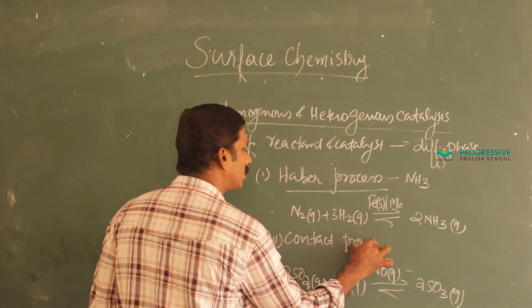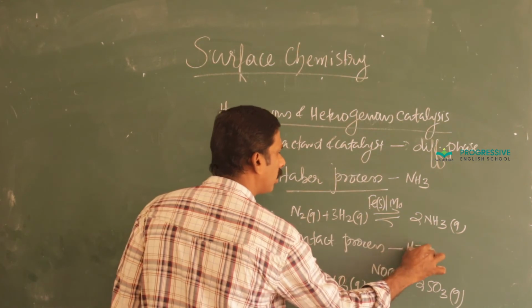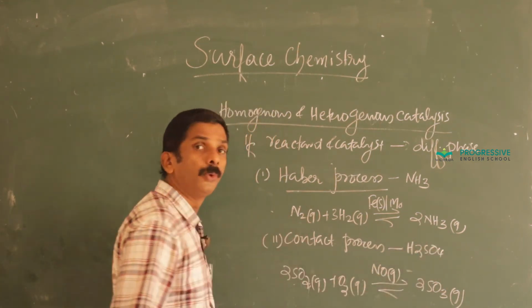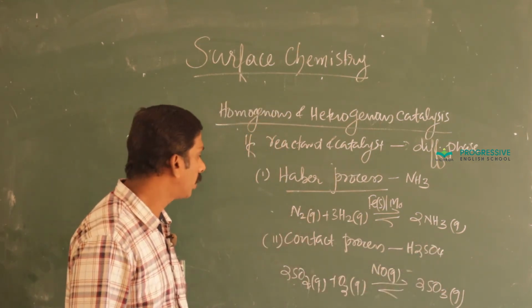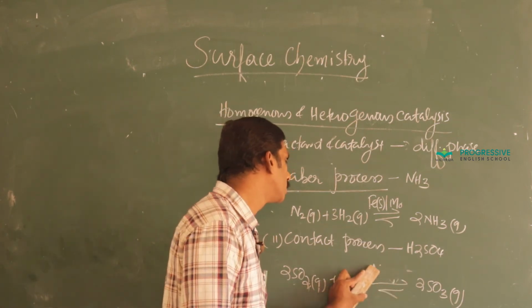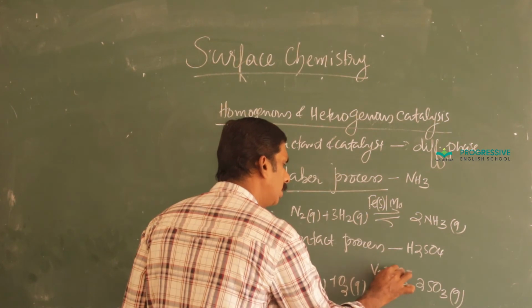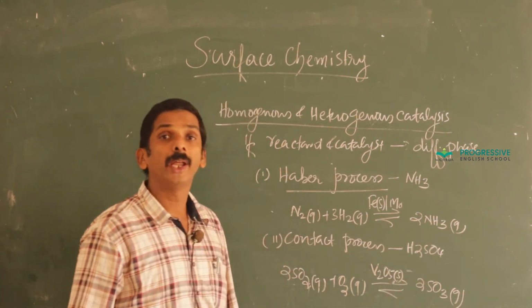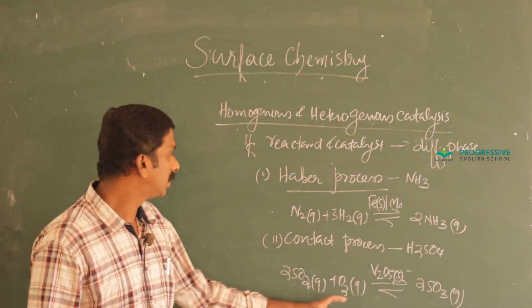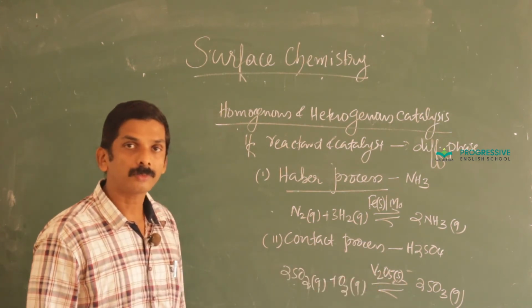And the second one is the contact process for the manufacture of sulfuric acid. Here the catalyst used is vanadium pentoxide, which is in solid state.